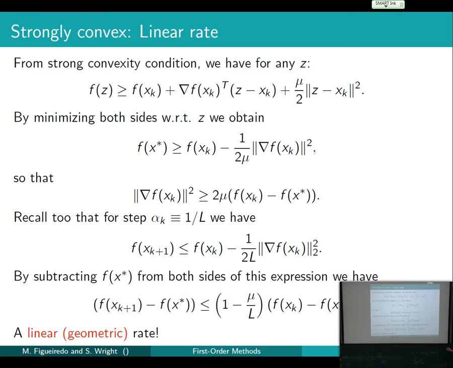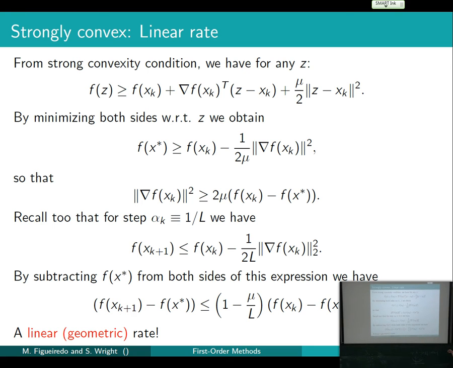So I can get this bound for f of z, a lower bound on f of z. Okay? So this analysis is different from the one I just presented. It's even simpler, and it ends up giving me a stronger rate. Now, this is the key expression. I've taken an arbitrary point z, and I've found a lower bound on f of z.